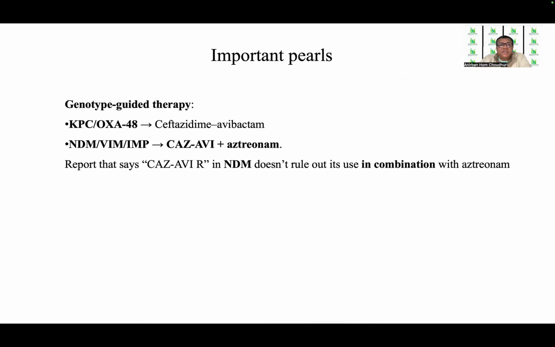So the important pearls here are that when we look for genotype-guided therapy, for KPCs and OXA-48, we go for the ceftazidime-avibactam combination. For NDM, VIM, and IMP, we go for ceftazidime-avibactam plus aztreonam. Nowadays we know that the penicillin-binding protein sometimes escapes the action of avibactam, so aztreonam covers it. So aztreonam and avibactam becomes important.